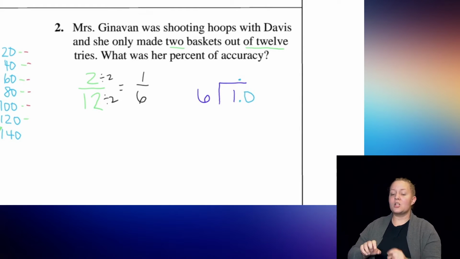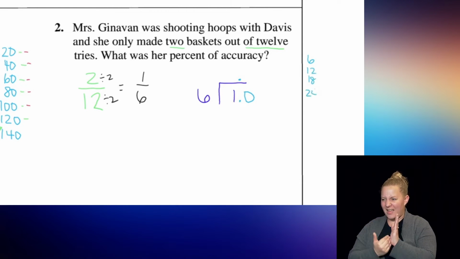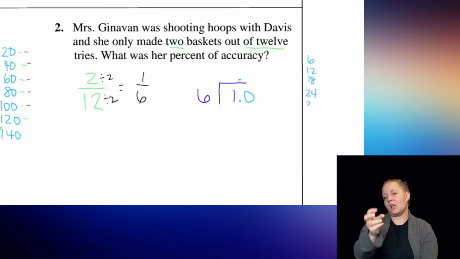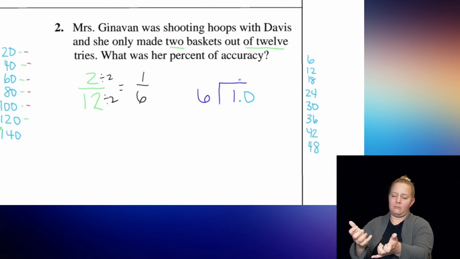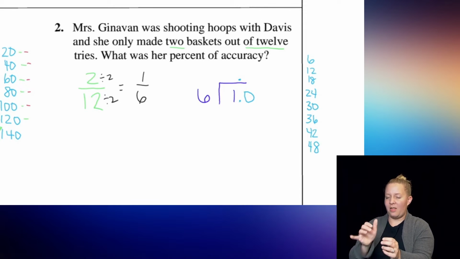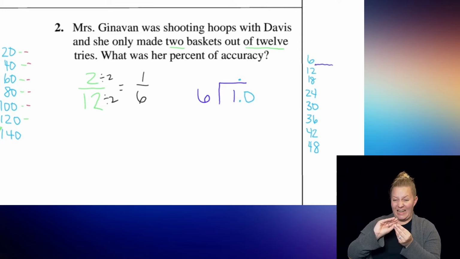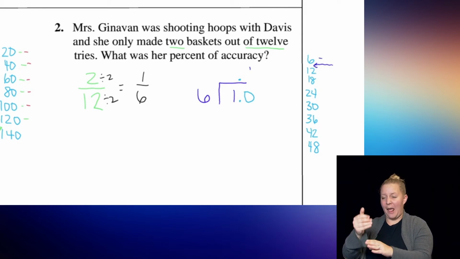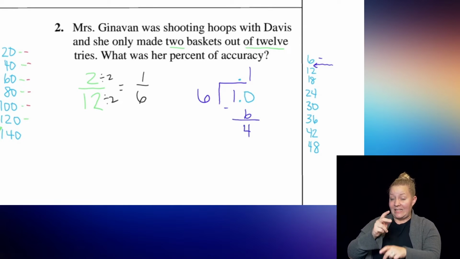So now 6 goes into 10. And again, I like listing out my 6s. So 6, 12, 18, 24, 30, 36, 42, 48. And I'm just going to stop for now. We may need to include more, but that sometimes is helpful for quickly calculating because I can see that the number 10 goes right in here. So therefore, I only know that it goes in 1 time. 1 times 6, I get 6 with a 4 remaining.